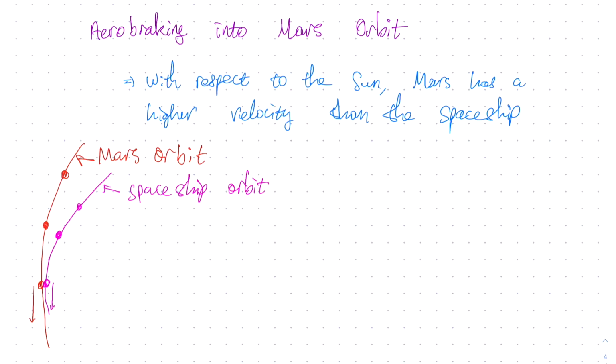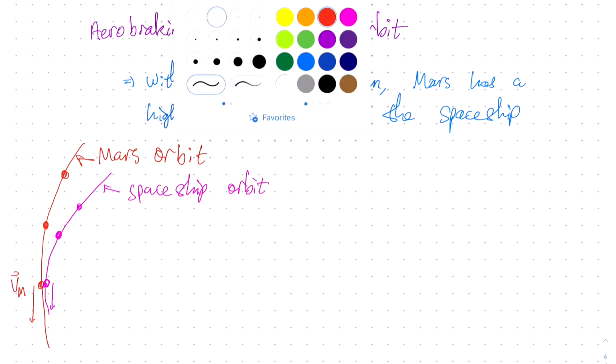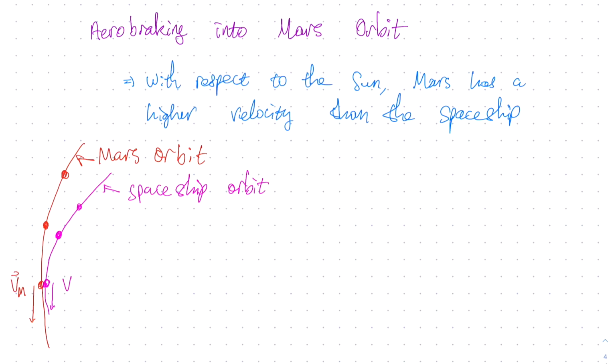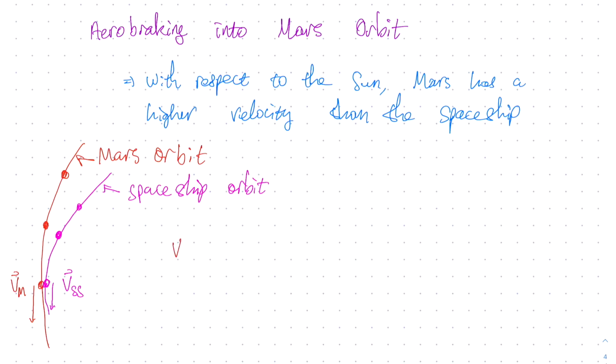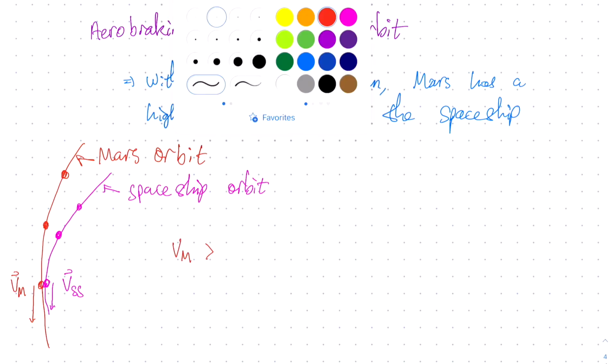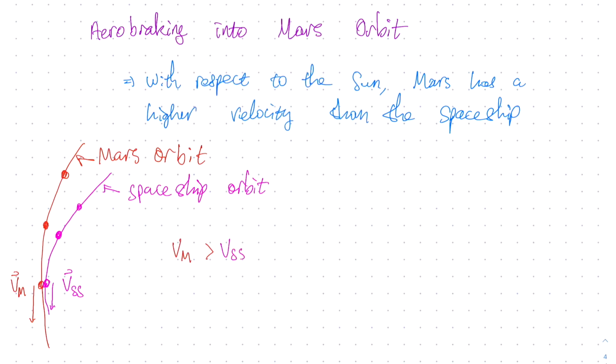Here is the arrow indicating the velocity of Mars, and the arrow indicating the velocity of the spaceship. Let me label these as Vm for velocity of Mars, and Vss for velocity of spaceship. And clearly from this picture we can tell that the velocity of Mars relative to the Sun is higher than the velocity of the spaceship. So how can we make use of aerobraking in this situation?